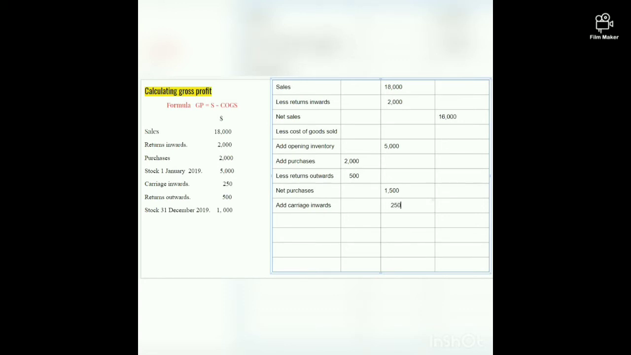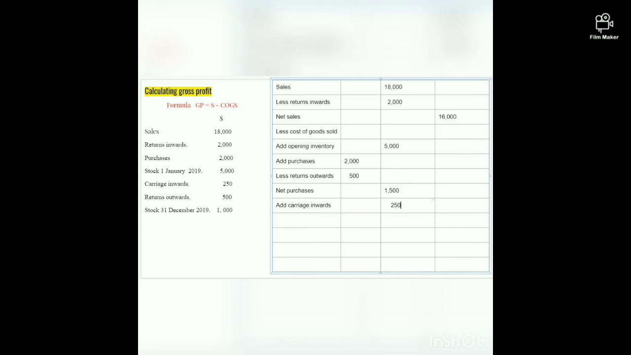Very good. So far we have covered 4 questions. So let's quickly review them. First question, did we start with any stock, opening inventory? Did we buy any additional purchases? We would add our purchases. Did we return any of the items bought? Return outwards, you less. Then our fourth one, did we pay to carry the goods into the business? Carriage inwards, you will add. So far we have covered 4 of our questions.